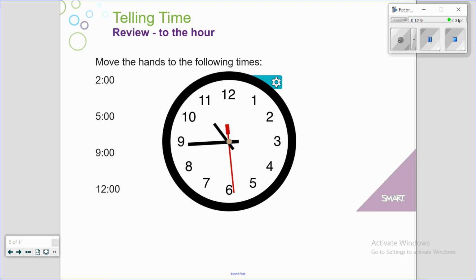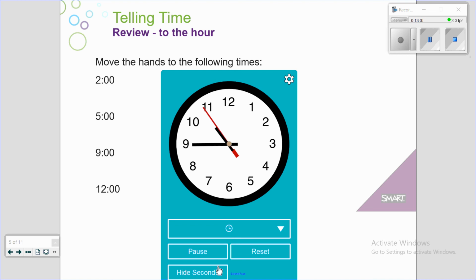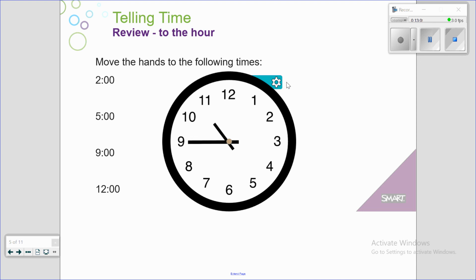Here I have my analog clock. Can you see? This is the second hand. This is the fastest one. When the second hand moves a full round, the minute hand will move 1 minute. So we will not talk about the second hand, but hide it.